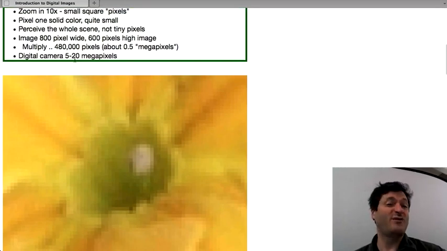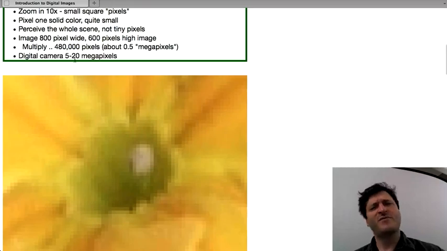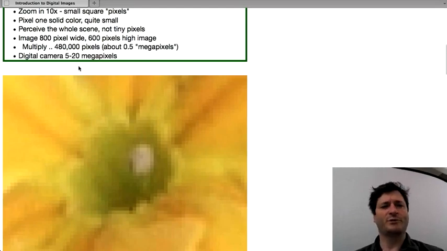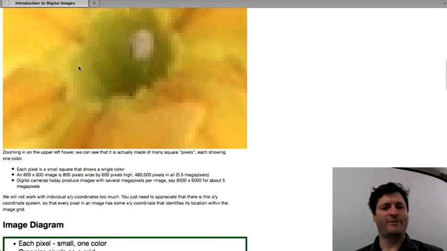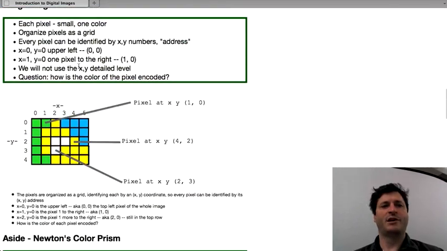A digital camera today, even on a phone, usually would produce an image on the order of 5 megapixels, 10 megapixels, maybe 20 megapixels. That would be a pretty big image. All right, so let's see how this thing works. So just to make it a little more crisp, I made this diagram. So if I have an image, I can think of it really as this grid of pixels. So each pixel is a square, and it's just showing a single color.